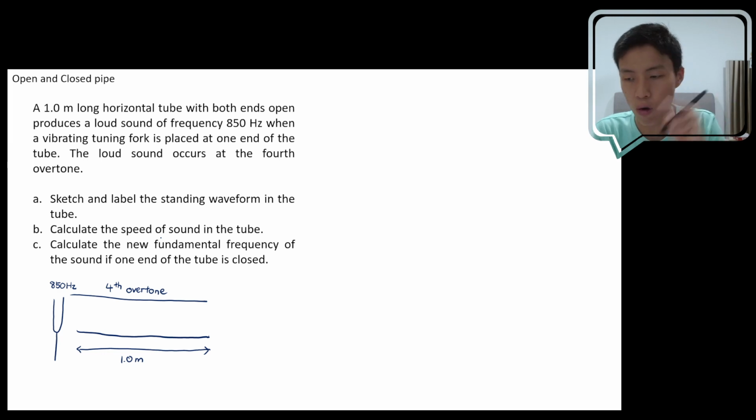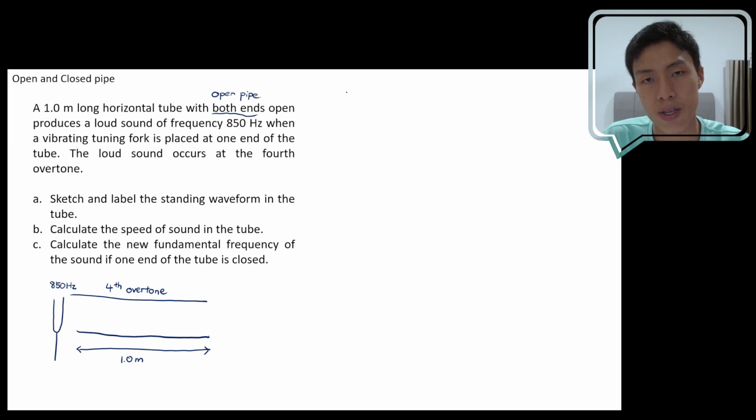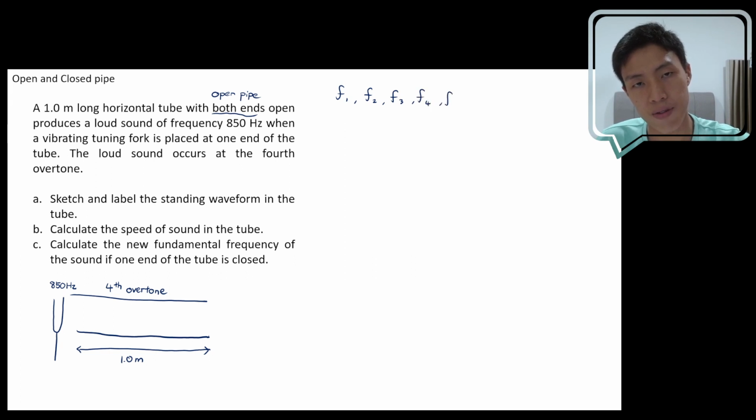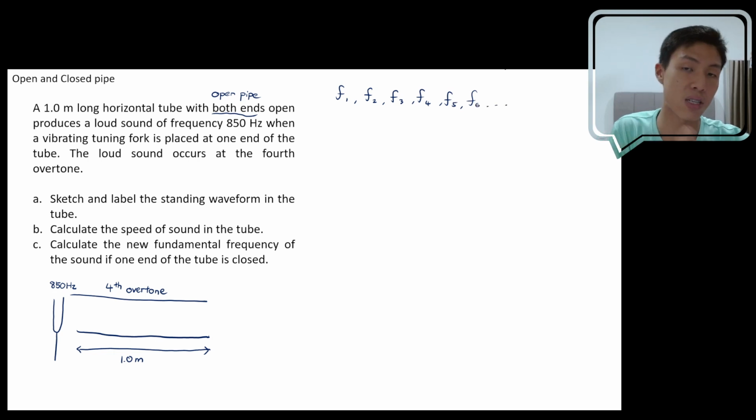So for open pipe and closed pipe, you have to be more careful in deciding what is your value of n. This is how I usually do it. If it's an overtone, I will check first. This is both ends open, so this is an open pipe. For open pipe, there is no need to split between odd harmonics or even harmonics. All harmonics are accessible, so you can have F1 followed by F2, F3, F4, F5, F6, and so on. This is what we can see if it's an open pipe.